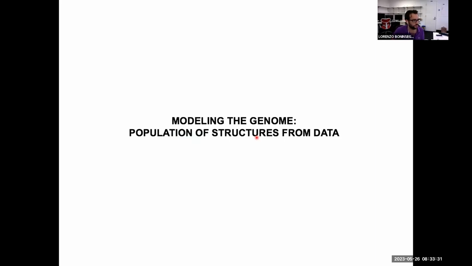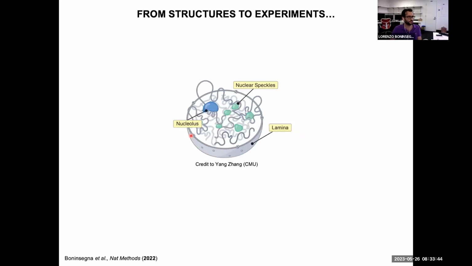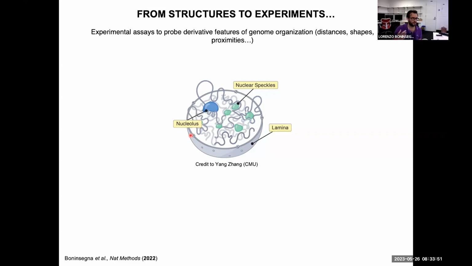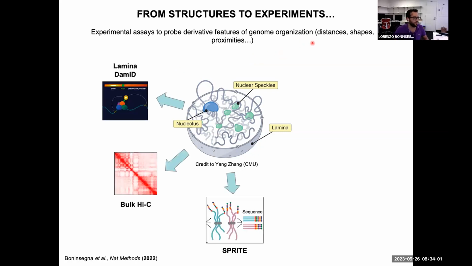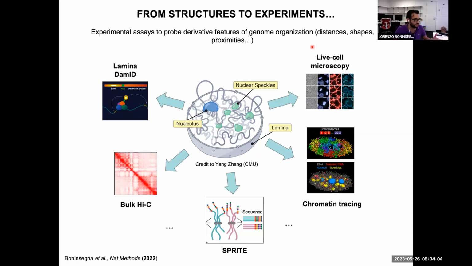the strategy that we use to model the genome, and we generate population of structures from data. So there are two key concepts here, which are the data itself and the population of structures. As for the data, the rationale is actually very simple. Over the years, a lot of different experimental assays and technologies have been developed to probe essentially derivative features of genome organization, either distances or shapes or spatial proximities to nuclear landmarks.